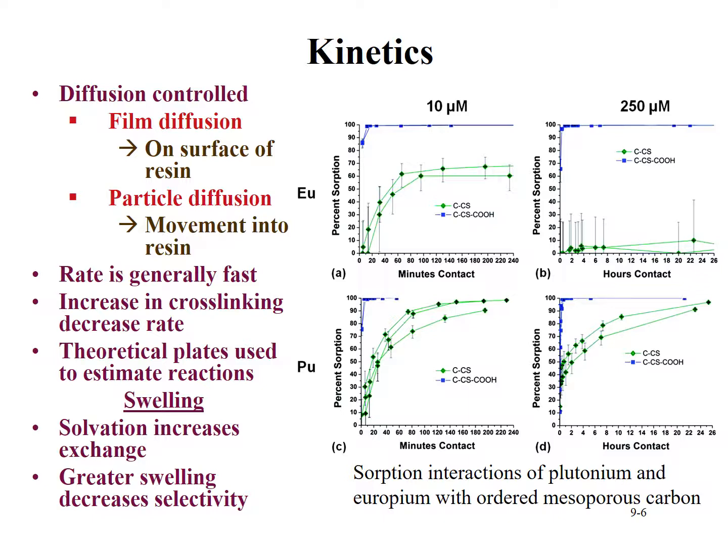One way of evaluating extraction is with theoretical plates. Theoretical plates fundamentally break a column down into how many zones of reactions are occurring on a given plate. Swelling is also an important process in kinetics. Solvation can increase swelling, and this can also greatly increase exchange.